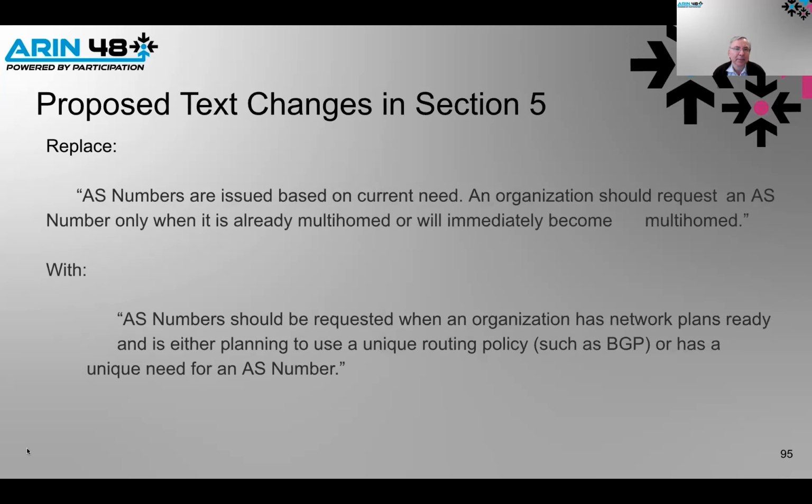Next slide, please. And finally, the other change being proposed is AS numbers are issued based on current need. An organization should request an AS number only when it is already multi-homed or will immediately become multi-homed is being changed to AS numbers should be requested when an organization has network plans ready and is either planning to use a unique routing policy with BGP given as an example or has a unique need for an AS number.